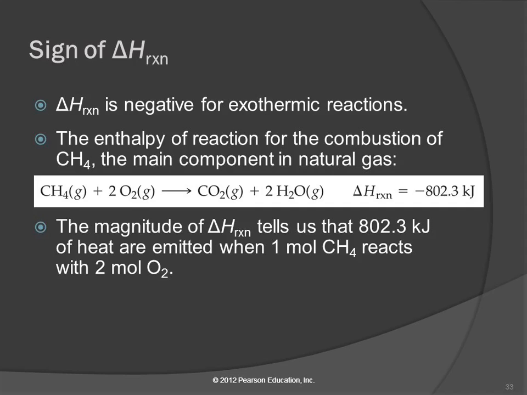We will most often encounter delta H like this. So here is the combustion of methane, which is the main component of natural gas. So methane reacts with oxygen. That's what happens in a combustion reaction. Forms carbon dioxide and water. And when methane burns, that's what we've been doing when we light our Bunsen burners. Is that exothermic or endothermic?